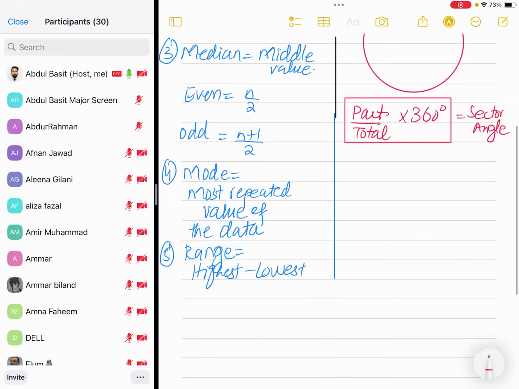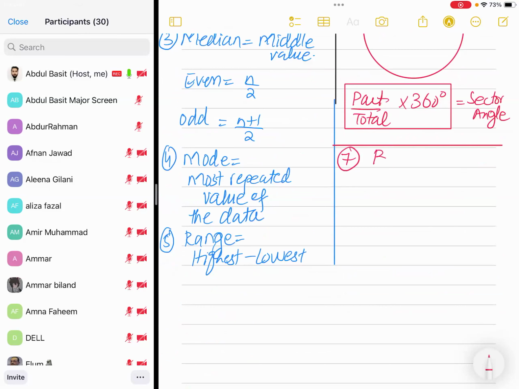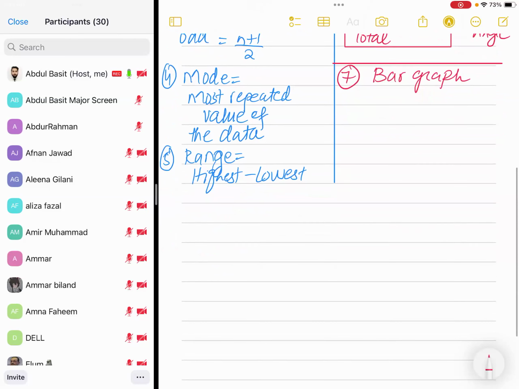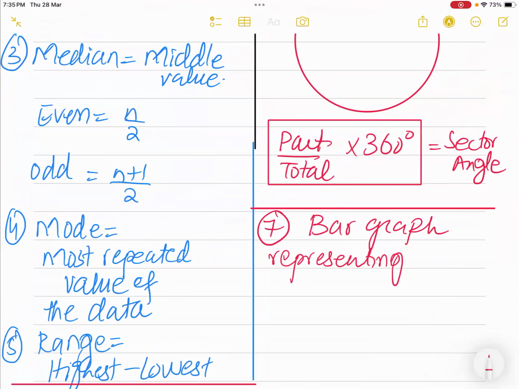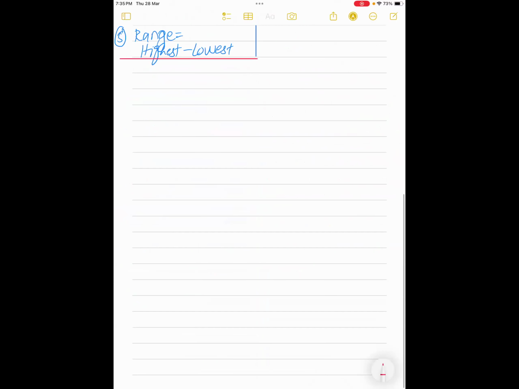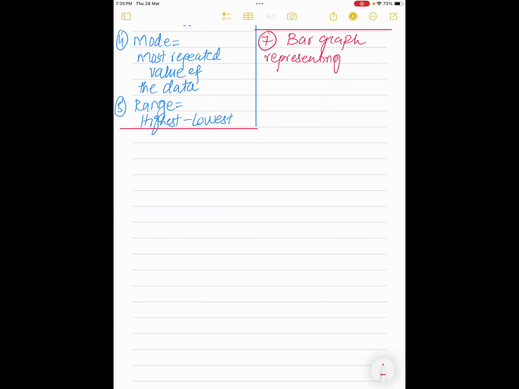Seventh is the bar graph. We will practice at least one question on each and every one. But what is a bar graph? Bar graph is representing data in the form of pillars. Is my screen visible to all of you? Fine. Yes sir. Okay, bar graph is representing data in the form of pillars.